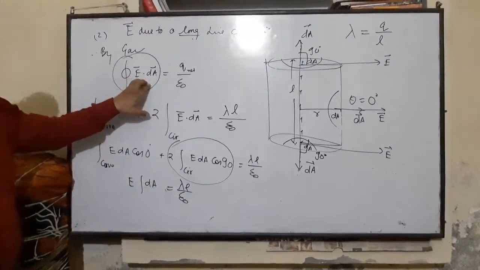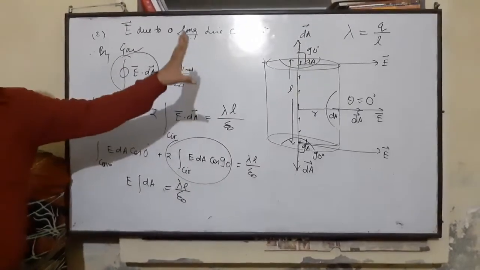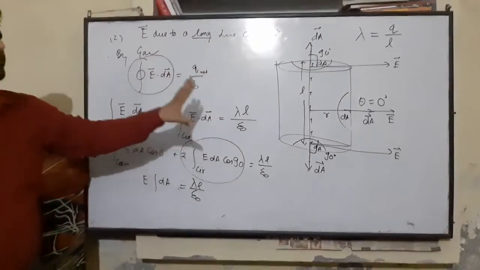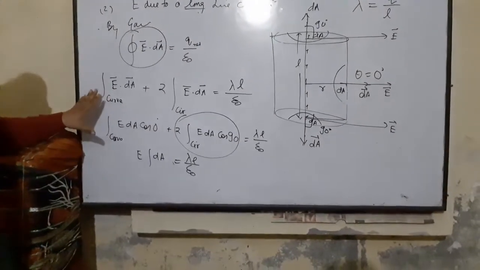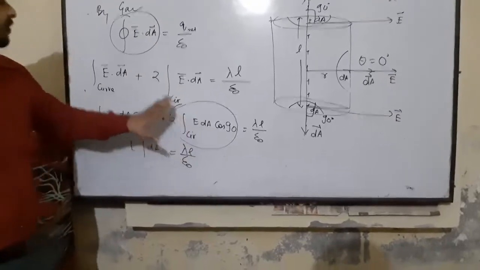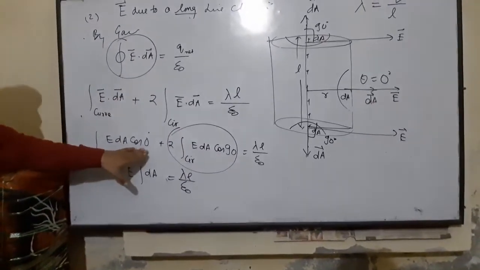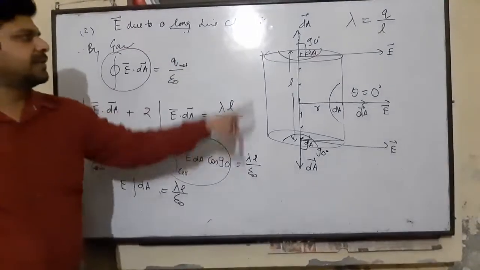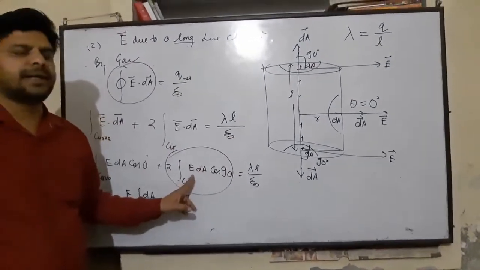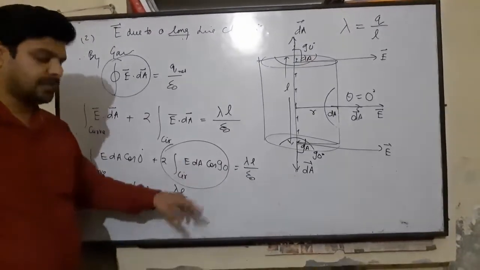We can divide this into 2 terms. The total flux that passes through the given cylinder will be equal to the sum of flux through 1 curved surface and 2 circular faces. For the curved surface, the angle between E and area vector is 0, and for circular faces, the angle between E and area vector is 90. So this term will vanish.